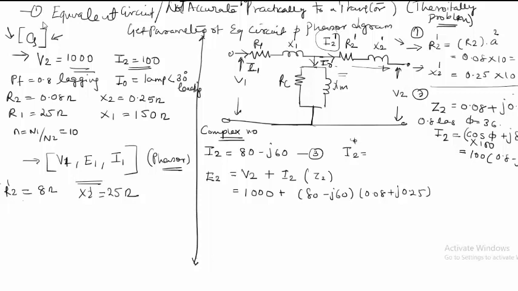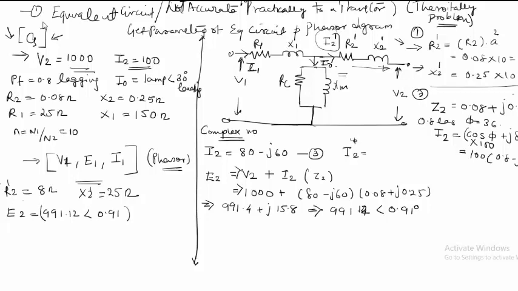So this will equate close to 991.4 plus j15.8. If you are resolving it in complex numbers in polar coordinates, it will come up to 991.12 with an angle of 0.91 degree. So this is your E2. So what you have got is your E2, which is equal to 991.12, making an angle of 0.91 degree with the y-axis.